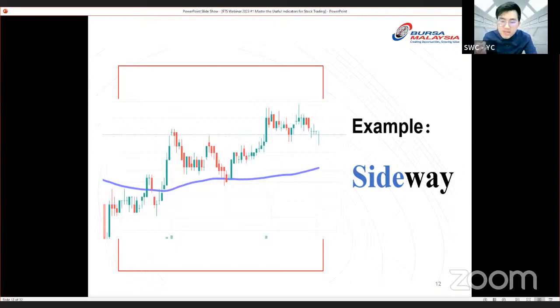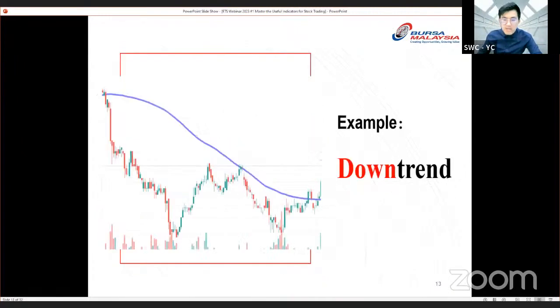Meaning if you are using the short-term moving average, you're able to catch the changes in the short-term prices. If you are using a long-term one, maybe the 240 days moving average, it will be very slow to detect the rapid changes in the recent moment. Now, this one is another example of an obvious downtrend.